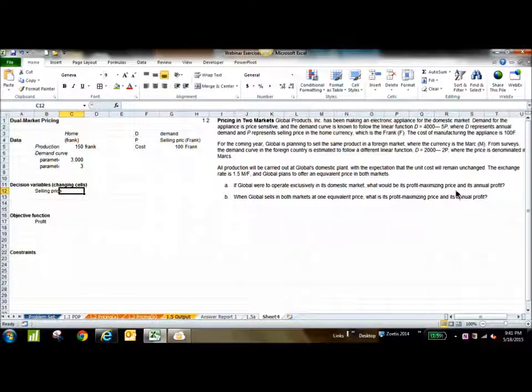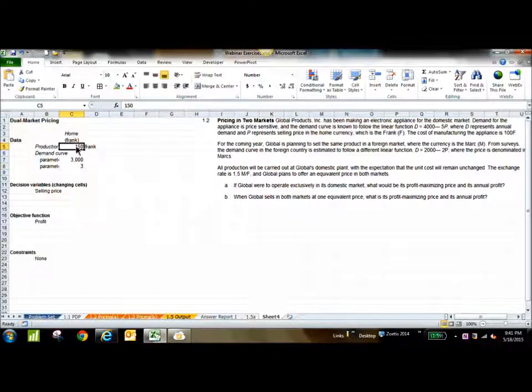And then the objective function will be what is the annual profit. Are there any constraints? In this case, there are no constraints. So the way we've set this up, I'm using different values so that I don't give you the correct answer.